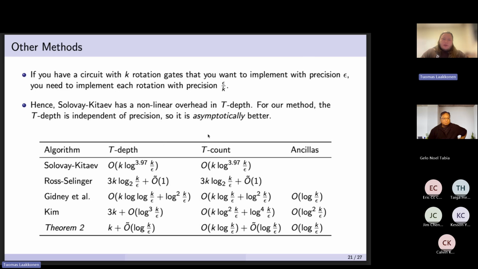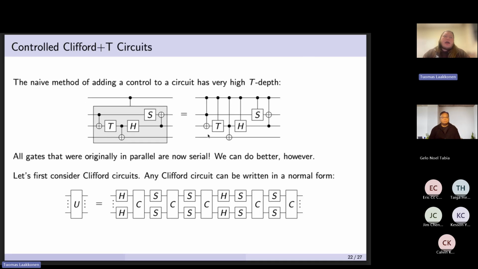So that was our first application, to catalytic Z rotations. And the second application is to controlling arbitrary Clifford+T circuits. As I've mentioned a few times, there is a naive method of adding a control to a circuit that has a very high T depth. I've given a little example here, a circuit of four or five gates that I want to add a control to. The naive way to do this is just to add a control to every gate. And that's totally something you can do.